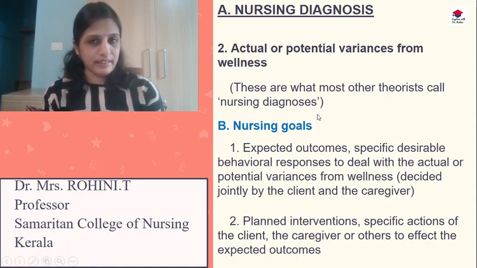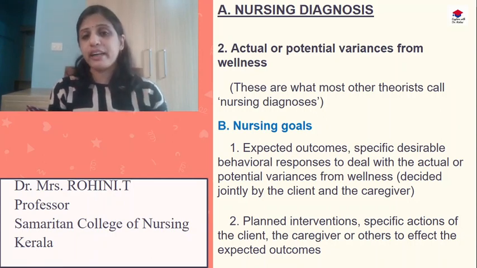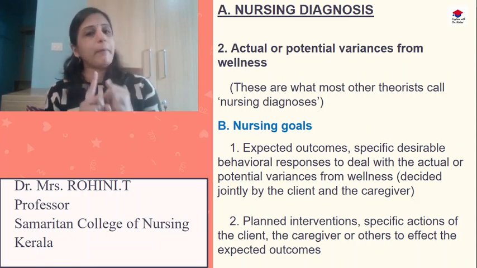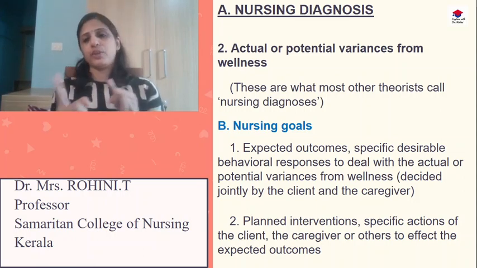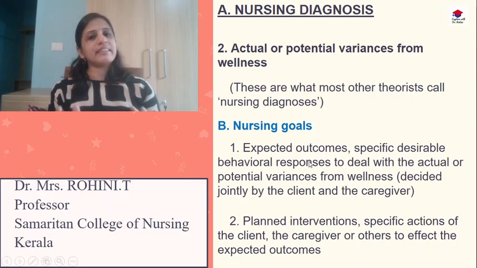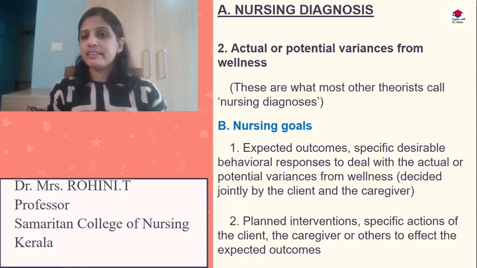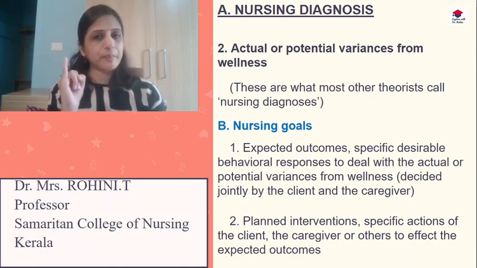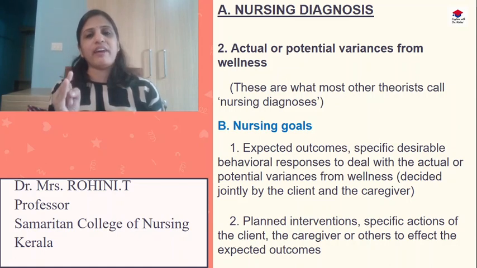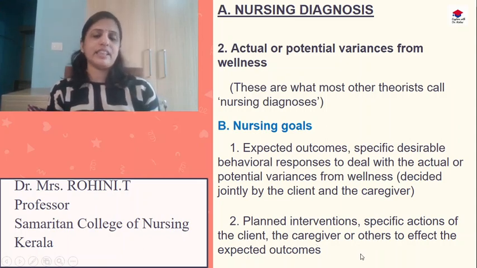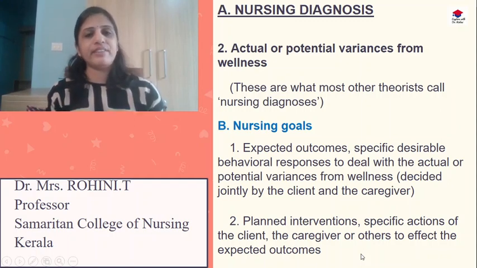So in the three-part nursing process, we have completed the first part, that is nursing diagnosis. Under nursing diagnosis, we have two subparts. Number one is assessment. Number two is finding out the variance from wellness. The second step is nursing goal. Nursing goal, I have already discussed with you. Nursing goal consists of two things. One is you have to formulate the objective or the expected outcome. The second thing is we will have to write down the plan of nursing intervention. So the first one is expected outcome. The next one is planned interventions, the plan of action.